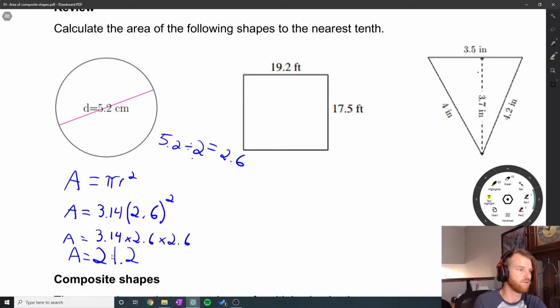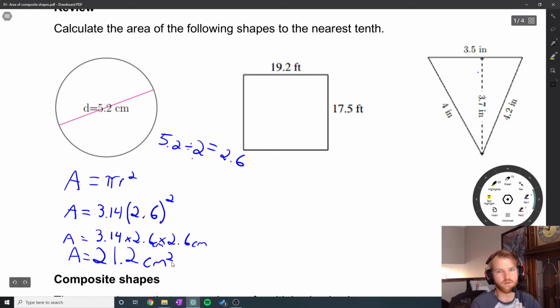Okay, but now we need to think of, well, 21.2 what, right? What's our unit that we're talking about here? Our radius was in centimeters, but centimeters talks about a length. That's how long a line would be. So our answer can't just be centimeters, because 21.2 centimeters is talking about just a long line. So what we've done here is we've taken centimeters and timesed it by centimeters again. This is like 2.6 centimeters times 2.6 centimeters. So all that we have to do is our units just get squared as well.